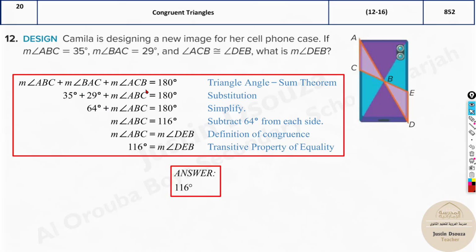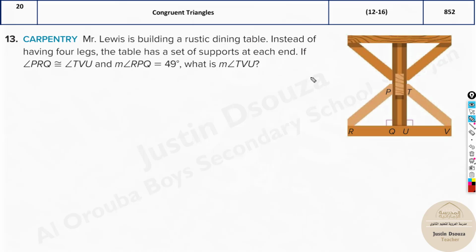Just if you understand it's enough. This left side is very important to write. Another real world problem, another interesting one. Mr. Lewis is building a rustic dining table. Instead of having 4 legs, the table has a set of supports at each end.